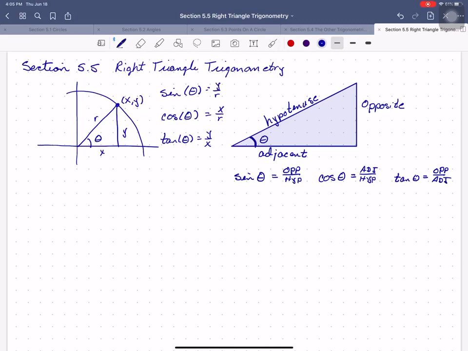Now there's a shorthand mnemonic to help you remember that, and this is SOHCAHTOA. So sine is opposite over hypotenuse, cosine is adjacent over hypotenuse, and tangent is opposite over adjacent. SOHCAHTOA. I call it my favorite exotic vacation spot. Okay, so let's talk about some things that we can do here.